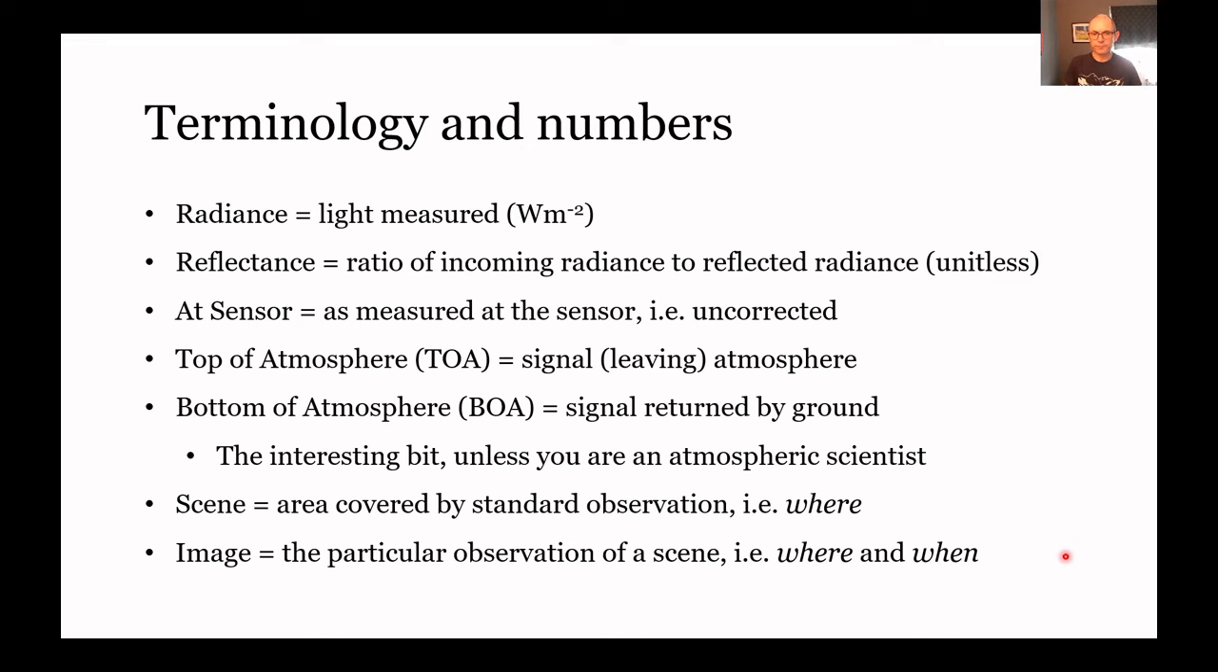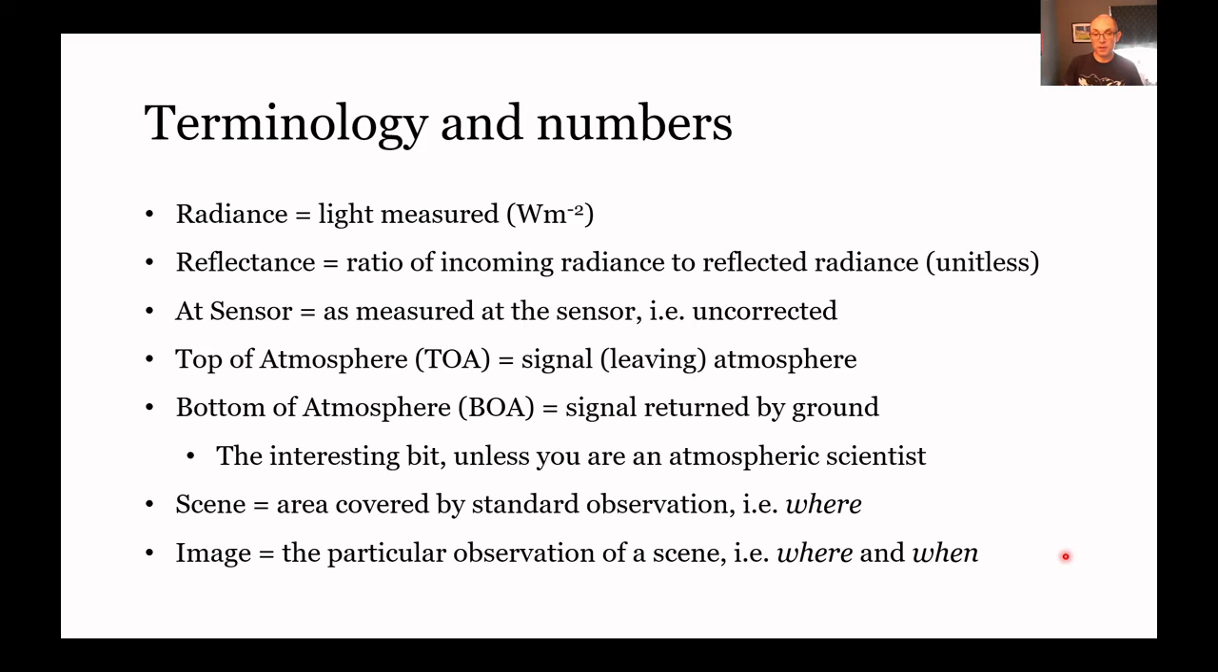Radiance. So this is the light that is actually measured. The strength of the signal, watts per square meter. That's regardless of where we're measuring. That's just what radiance is. Reflectance is a ratio. It's unitless because it's a measurement of how much of the incoming radiance is reflected back. So we're dividing one by the other, so there are no units. It's just a percentage. How much of the incoming radiation is being reflected out again.